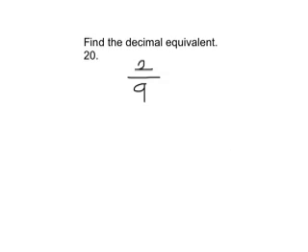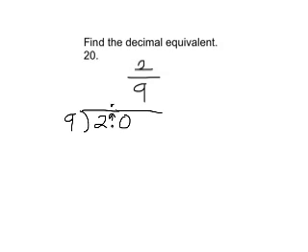Number 20, find the decimal equivalent of 2/9. Now, finding the equivalent means what it equals as a decimal. The way you change a fraction into a decimal is you divide the numerator by the denominator. So 9 into 2. Okay, so we're going to have to add some zeros. Put the decimal point there, and we put it straight up, right? Decimal point there. Add a 0.